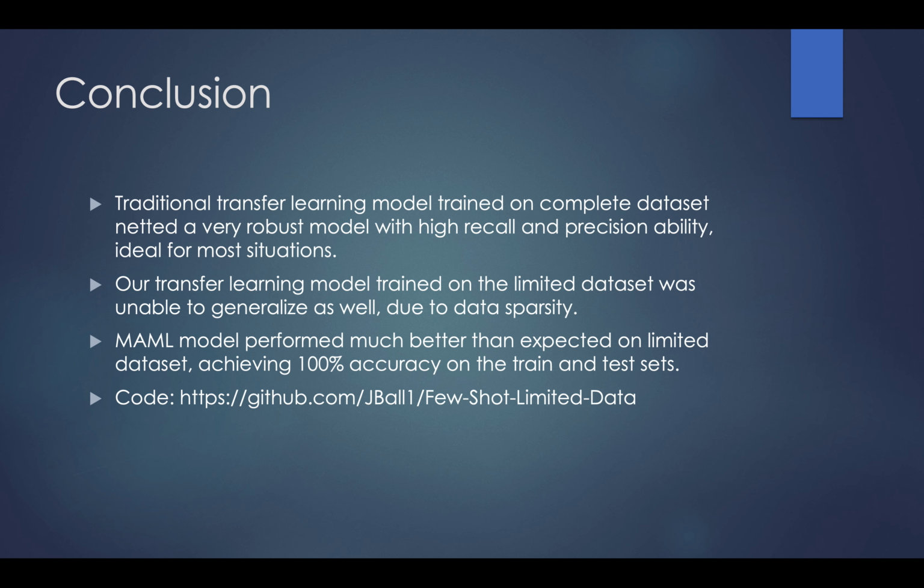So ultimately, MAML did very well. It trained very fast, and it really crushed our transfer learning model on the limited data set. When you really think about it, it reached 100% accuracy on our limited data set, where our large transfer learning model that we trained on the complete data set ended up reaching 94% accuracy. And that 94% accuracy took a lot longer, a lot more tuning, a lot more data, and a lot more computational power. So MAML really is very impressive.